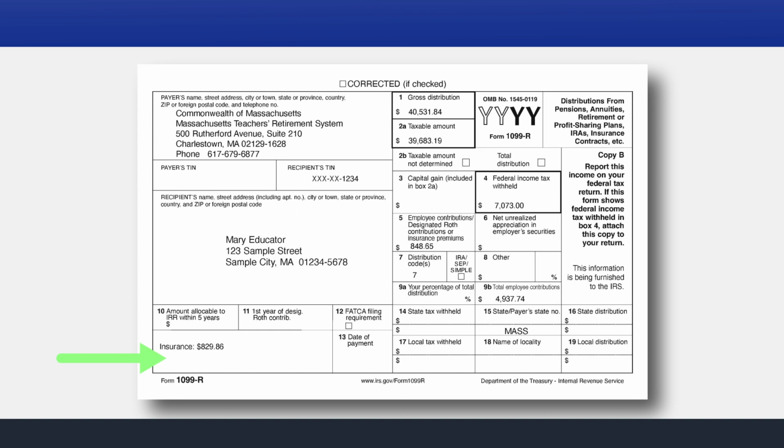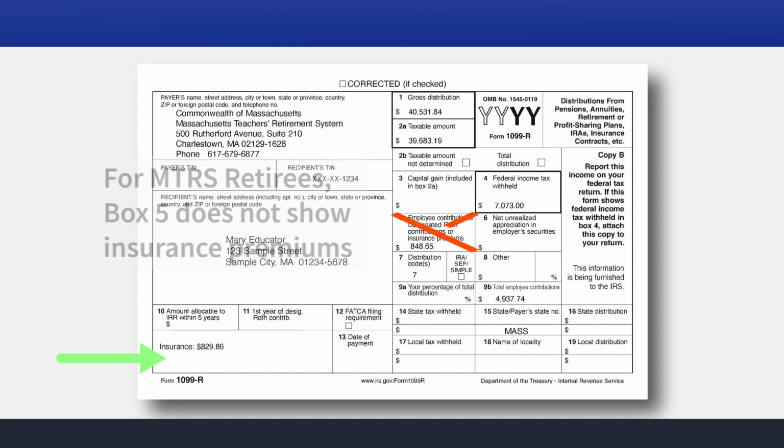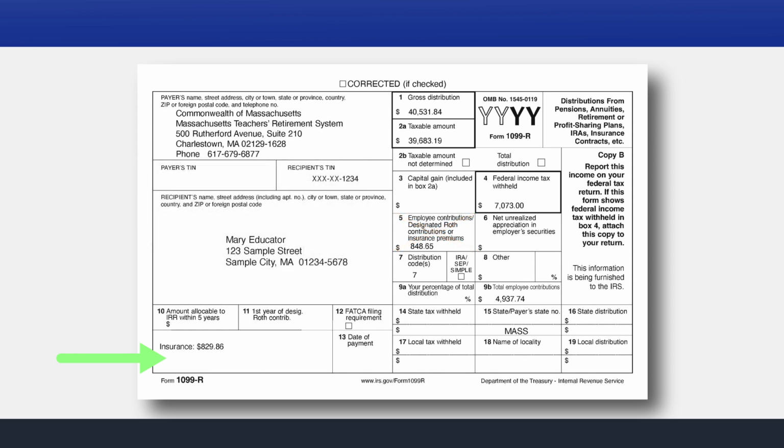If you itemize deductions, then this figure can be used for Schedule A. Do not use the amount in Box 5. As mentioned before, for our retirees, the amount listed in Box 5 is not related to insurance. There are more fields that may or may not pertain to you. Please visit the retiree section of mass.gov/MTRS for a comprehensive field-by-field explanation of your 1099-R.